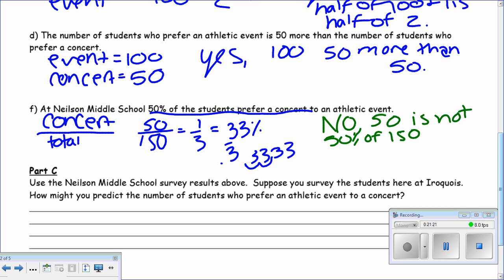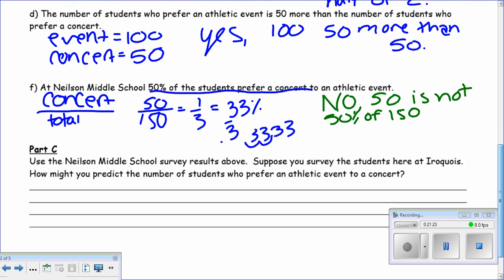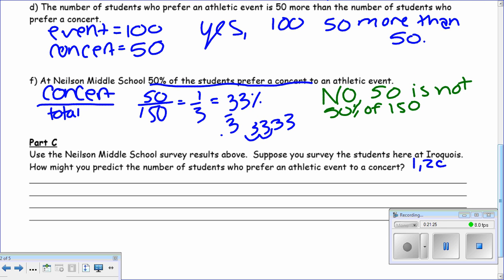Well, we're working with a total of 1,200 students at Iroquois. If we asked 1,200 students, what would we get? I'll give you 2 or 3 minutes. Does that sound okay? To figure out the number of students that we would get.